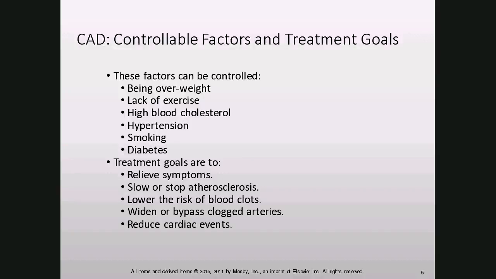The things that we can control include our weight and exercise, and high blood cholesterol, which can be controlled with medications and a healthy diet. Hypertension: if you take your medication to help lower your blood pressure to the normal range, that helps. Smoking, we can stop smoking, and of course keeping our diabetes numbers under control.